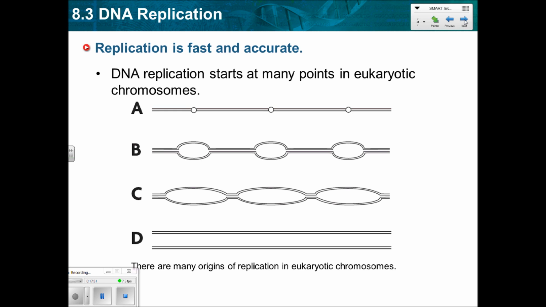Now, bacteria doesn't do it that way. Bacteria has one circular chromosome, one circular shape. It just goes from one end to the other.